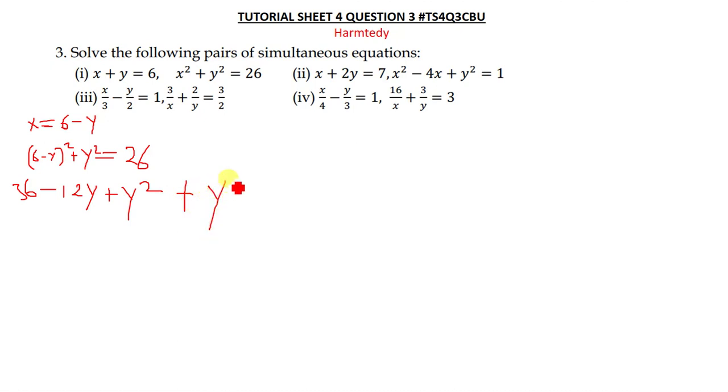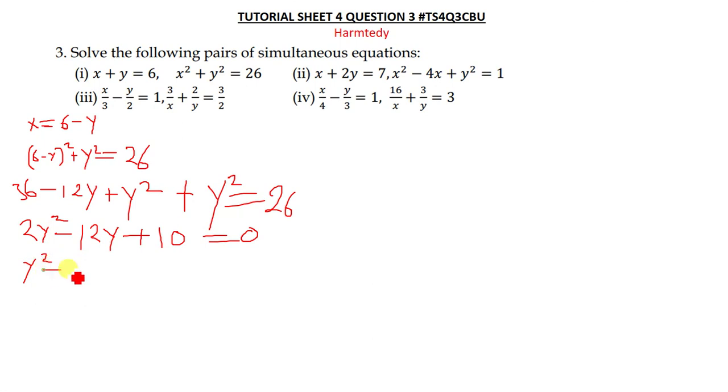So this is what you're going to have, equal to 26. Then when you simplify this, you take this 26 to the other side of the equal sign. You're going to have 2y squared, then negative 2 of y, and then plus 10, equal to 0. When you divide by 2 throughout, you get y squared minus 6y, then plus 5 being equal to 0.